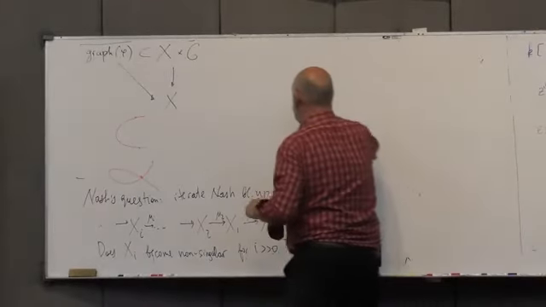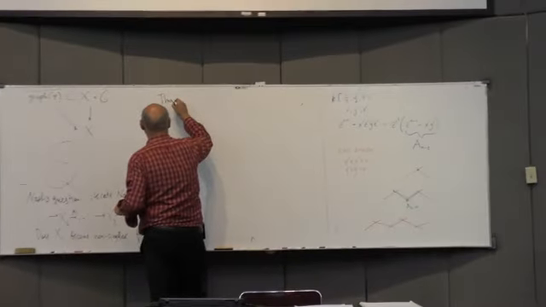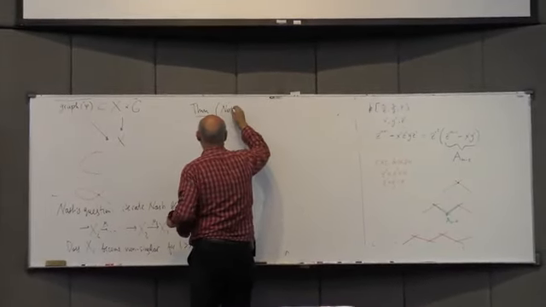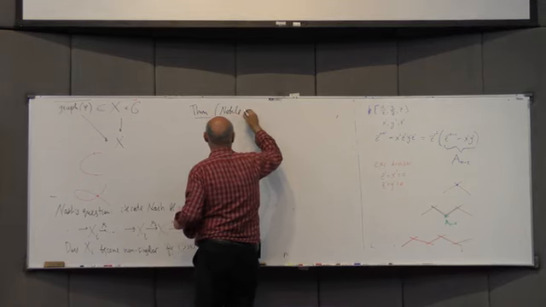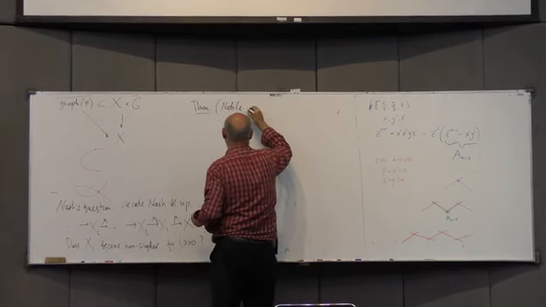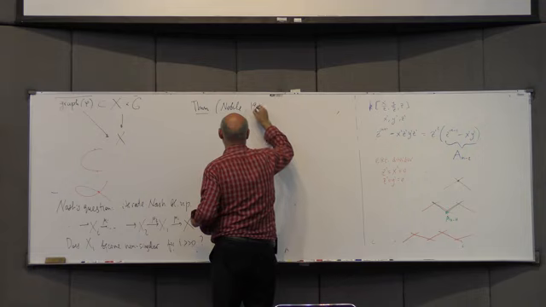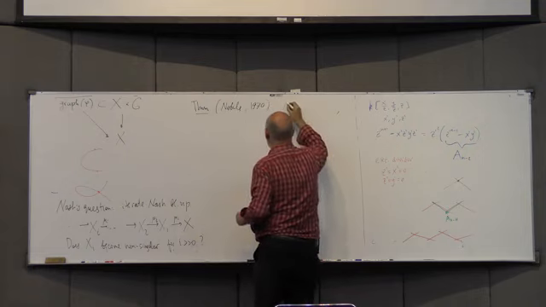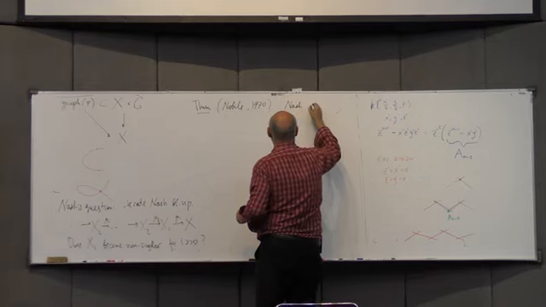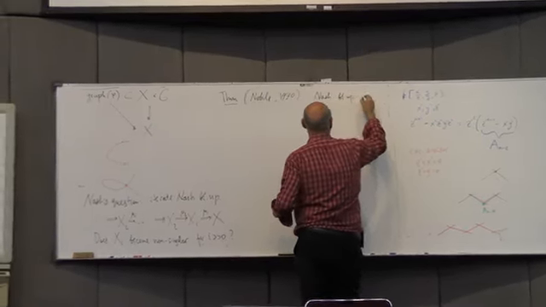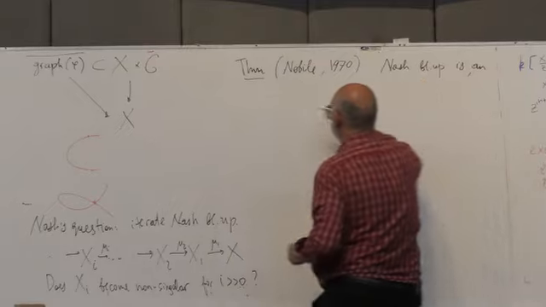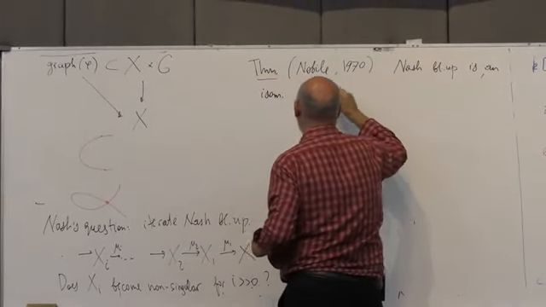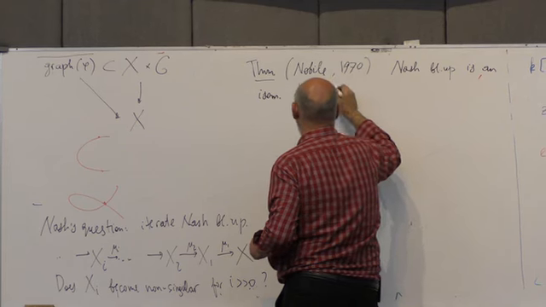So what is there is a result of Augusto Nobile from I think around 1970. Nobile is an Argentinian mathematician working in the United States. I think it's around 1970. It says that Nash blowing up is an isomorphism if and only if X is non-singular.